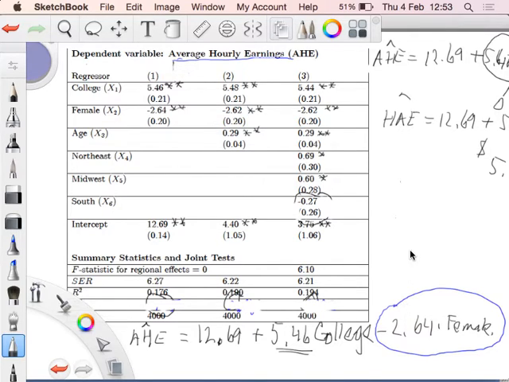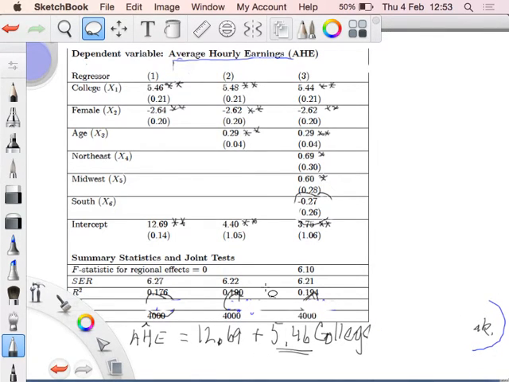Yeah, men earn more in this sample. Okay, it's statistically significant. Question number 5. Can you please read it? Okay, I am. Question number 5.